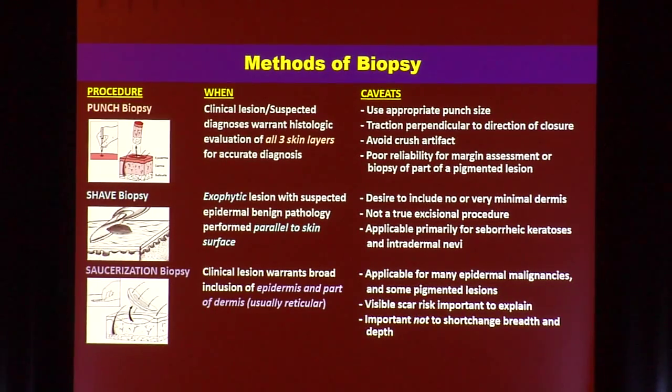Because if you're going down into the dermis, you're tangentially going into the skin, you're going below the surface. And if you're looking at pigmented lesions, you have to get part of the dermis in order for the pathologist to really get a good view of what's going on and try to get the breadth of the lesion as much as possible. So I like to differentiate shave and saucerization.